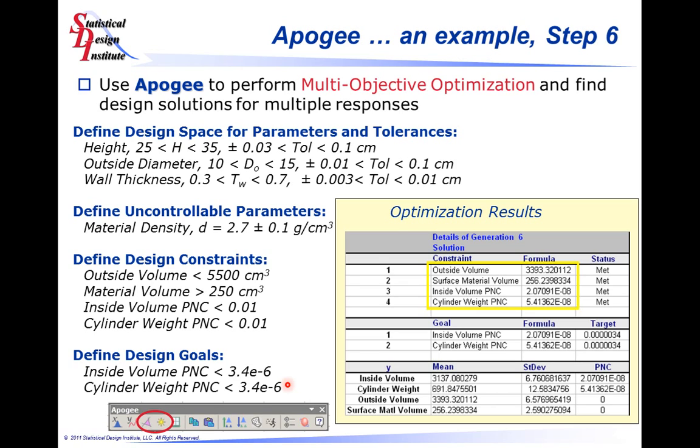So we need to find parameters within this design space that will allow us to satisfy certain constraints. These are must achieve, and we have certain design goals that we would like to achieve. And our constraints and goals can be defined using the appropriate functions within the Apogee toolbar for defining each one of those as identified here.